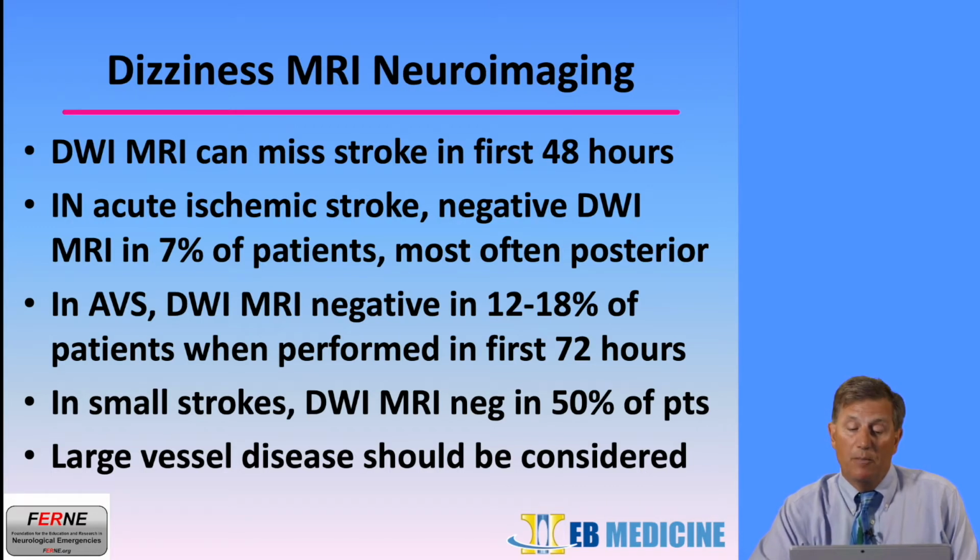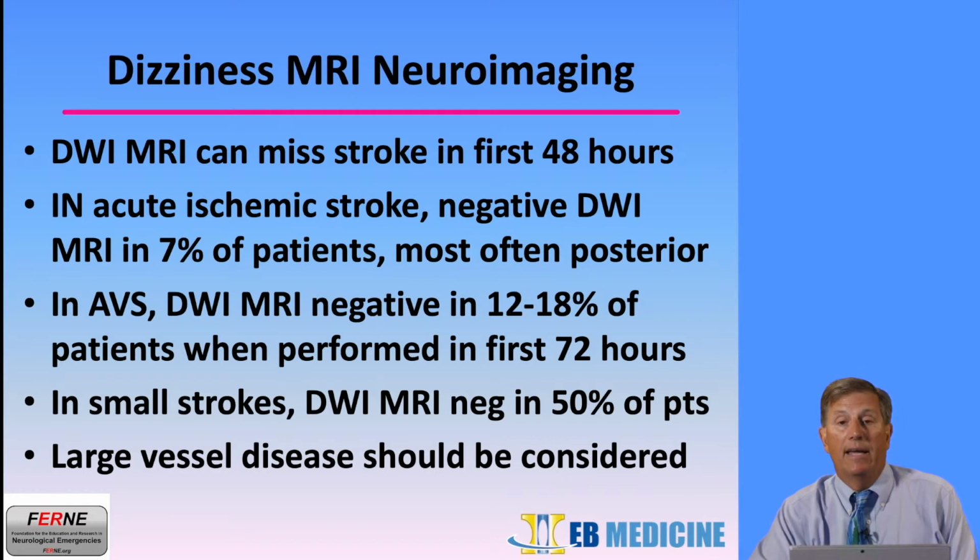So in acute vestibular syndrome, DWI MRI can be negative in 12 to 18% of patients when performed in the first 72 hours. So we know that MRI can be negative despite the presence of stroke, and that's of concern, and that's why our exam and history must be competent and be able to diagnose likely posterior stroke, because our neuroimaging may not help us as much as our history and physical exam. In small strokes, for example, DWI MRI can be negative in up to 50% of patients, especially early.